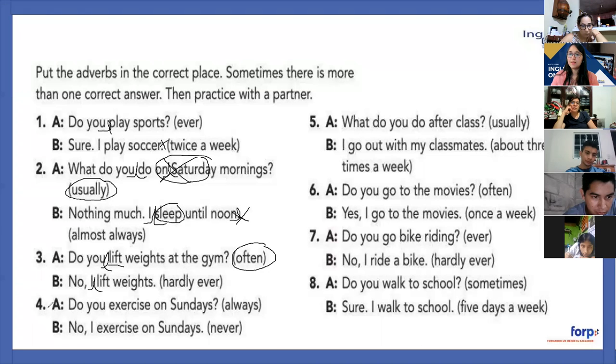Okay, what about number four? ¿Cómo nos quedaría number four? Do you always exercise on Saturday? That's right. Do you always exercise on Sundays? Okay. What about the letter B? No. I never exercise on Sunday. Perfect. There you have. I never, right? And let's do one more. Number five. What do you do after class? ¿Cómo nos quedaría? What do you usually do after class? Okay, what do you usually do after class? Perfect. And the answer?